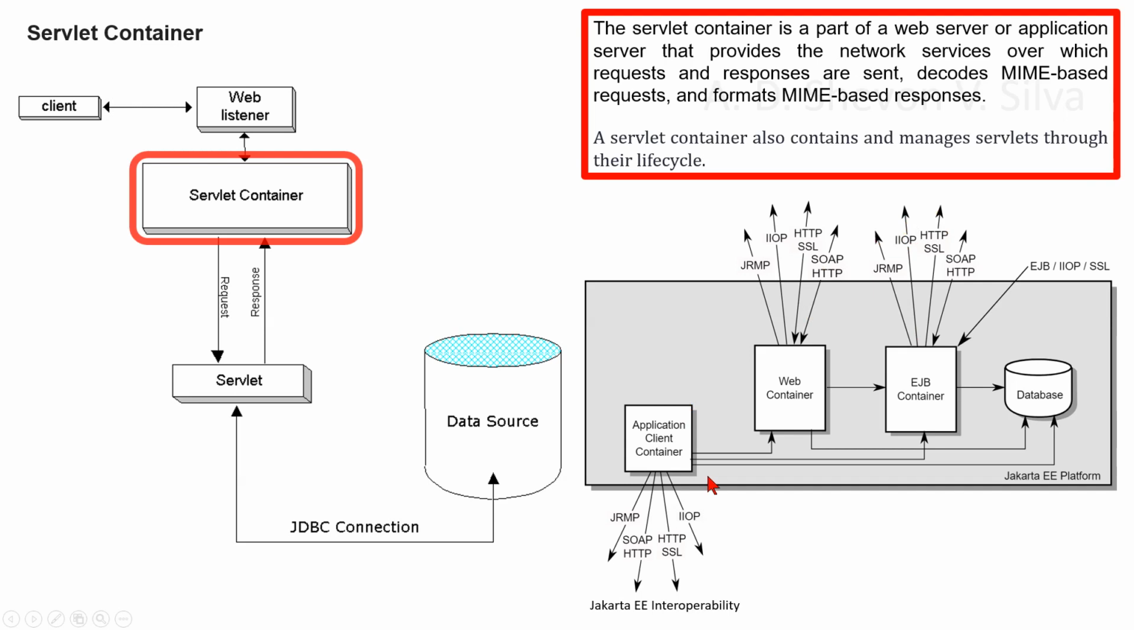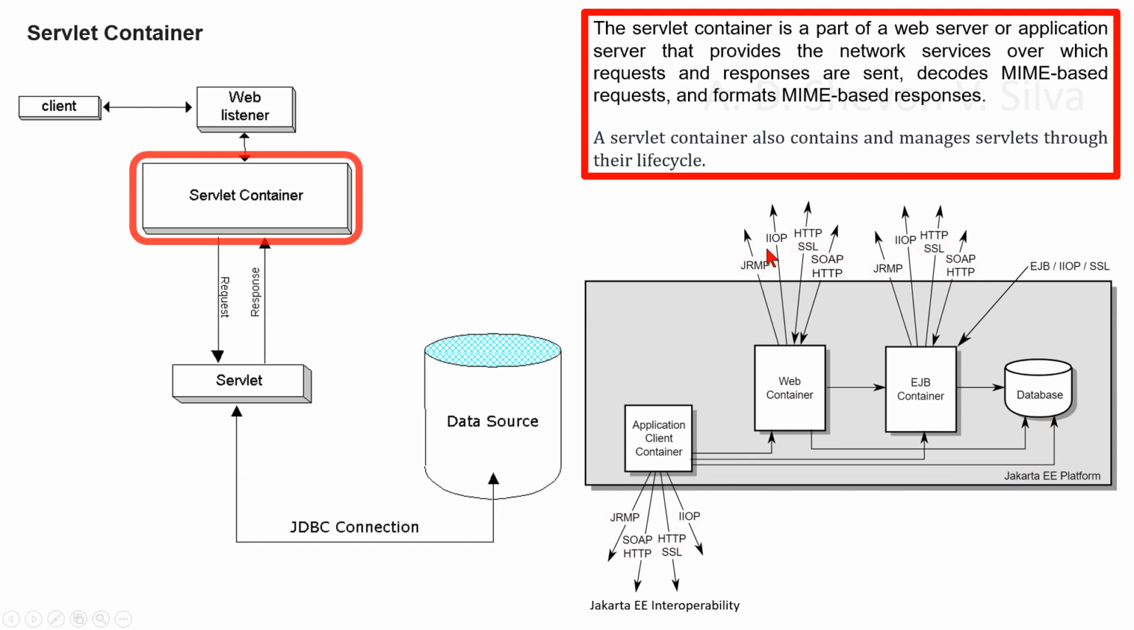Here you can see the Jakarta EE platform: the application client container, web container, EJB container, and database are inside the Jakarta EE platform. JRMP, SOAP, HTTP, HTTP SSL, and IIOP are passed from the application client container. And the application client container is connected to a web container, an EJB container, and the database.